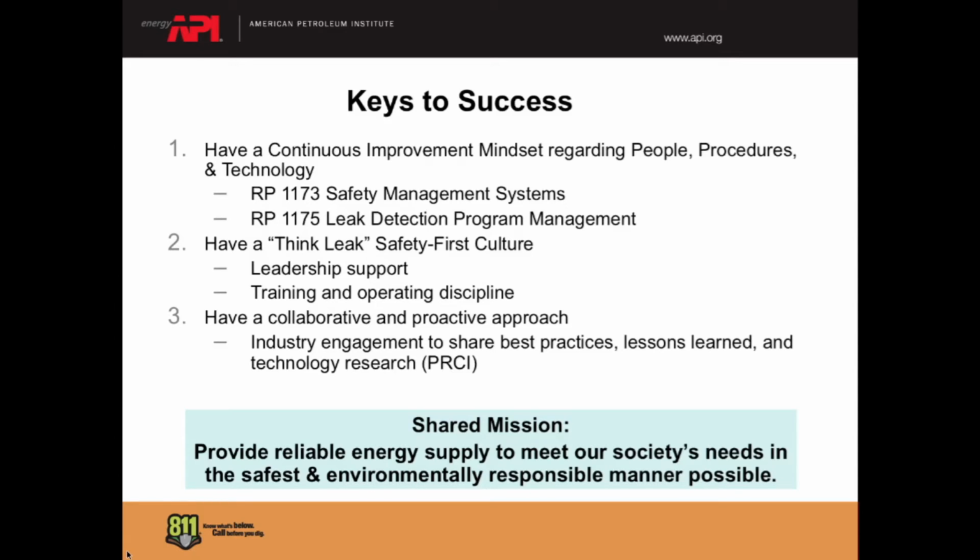So with that said, I think that most of us probably agree that we have a shared mission when it comes to this. Obviously, our mission is providing reliable energy supply to meet society's needs. And we certainly need to do that in the safest and environmentally responsible manner possible. That concludes my presentation. Again, thank you all for your time.